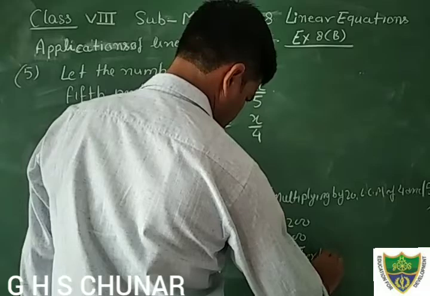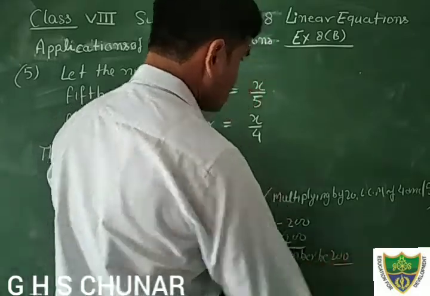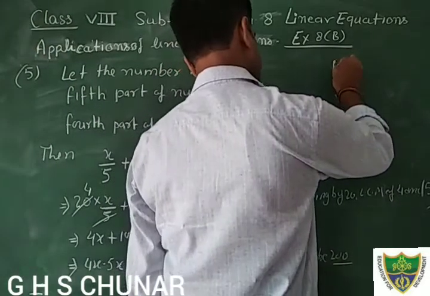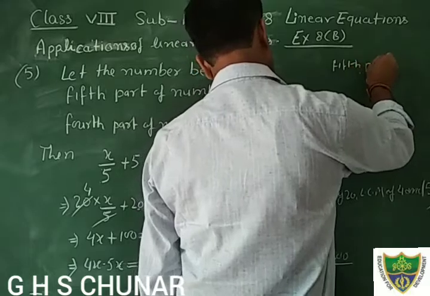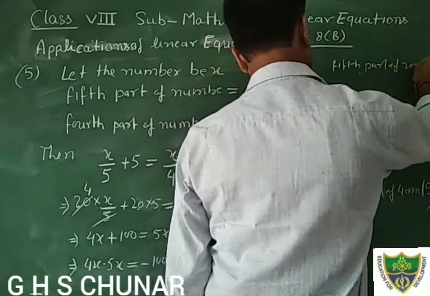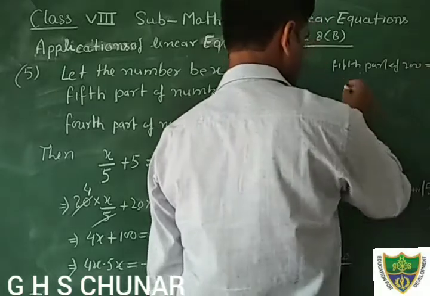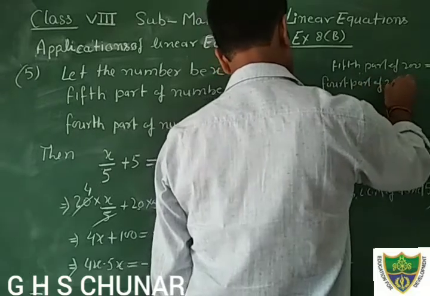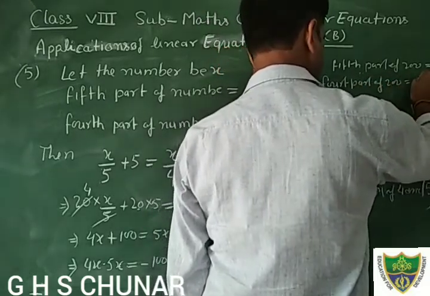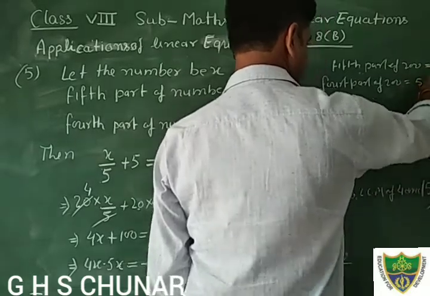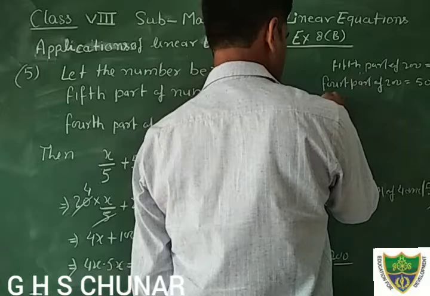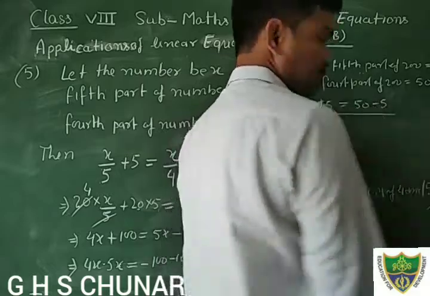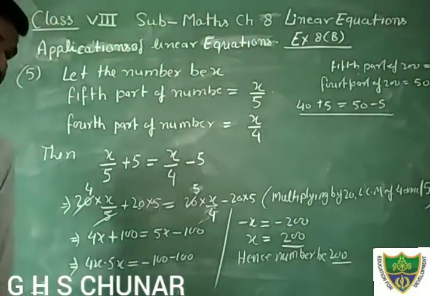Hence, the number will be 200. Now, the fifth part of 200 is 40, and the fourth part of 200 is 50. Now, 40 plus 5 is equal to 50 minus 5. Both are equal. So, your answer is right. Note it.